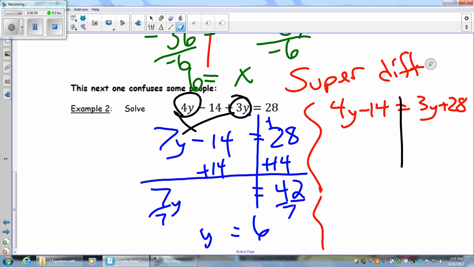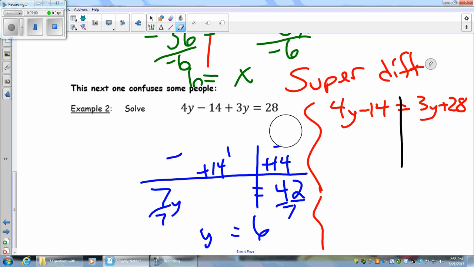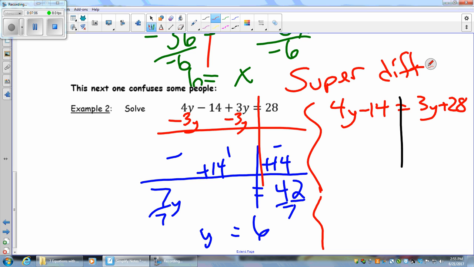They always, on this one, right here, will go, oh, I'm going to minus 3y to get rid of it from right here, and then I'm going to minus 3y to get rid of it right there, and then I'm done. And that's super wrong, because on the left side, you minused 3y twice, so you actually minused 6y's, but you did not minus 6y on the right side at all. So that's really, really, really wrong.